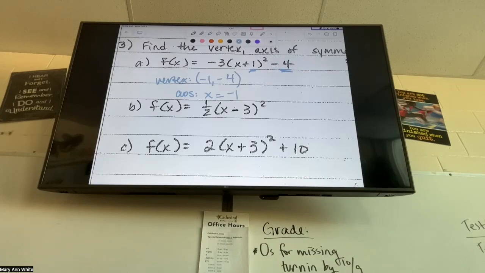And then last but not least, look at the very first number to decide whether it's going up or going down. Which direction is this one going in? It's going down. Negative. Very good.